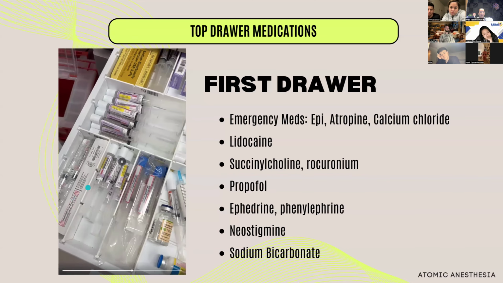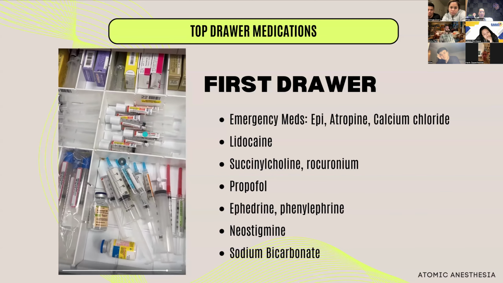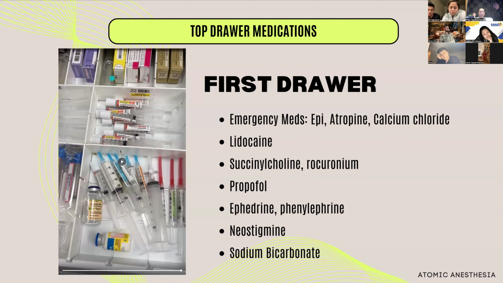So you see sticks of medication here, phenylephrine, succinylcholine, and your emergency drugs here. What you're going to see is epi, atropine, and calcium chloride. You'll see Bristol-jets of lidocaine. You'll see syringes of succinylcholine and rocuronium. You might see propofol. Sometimes they lock it up, sometimes they don't. Ephedrine and phenylephrine, which can increase your blood pressure. Neostigmine if you need it, and sodium bicarb. Those are the typical drugs that you see in your first drawer.